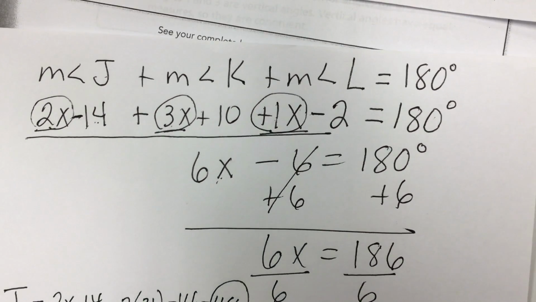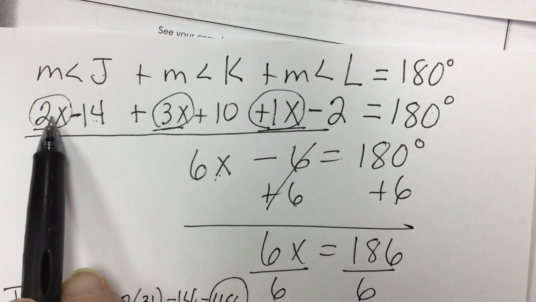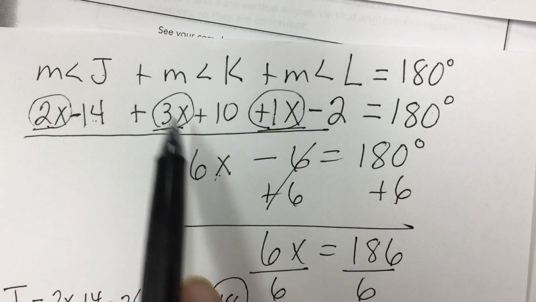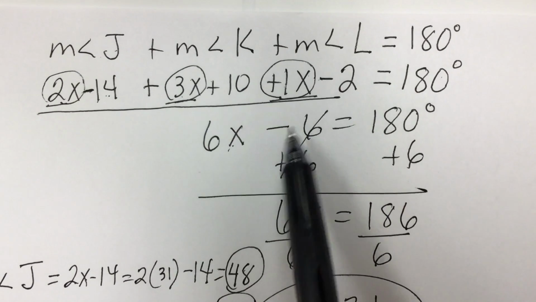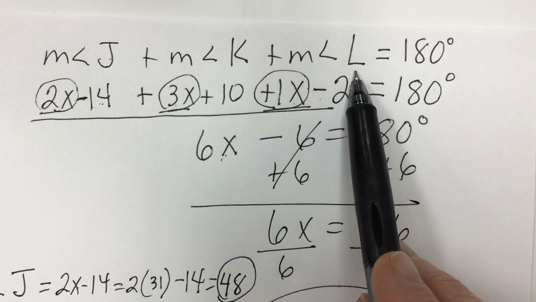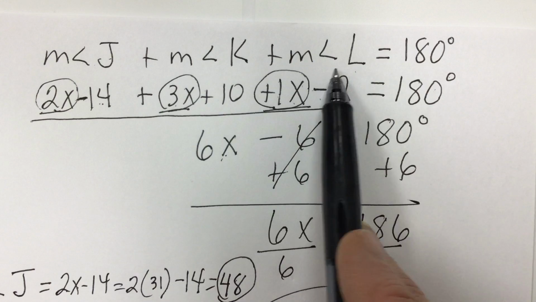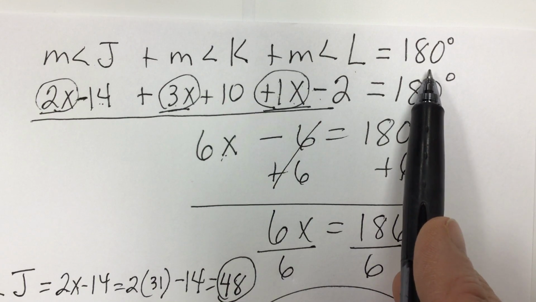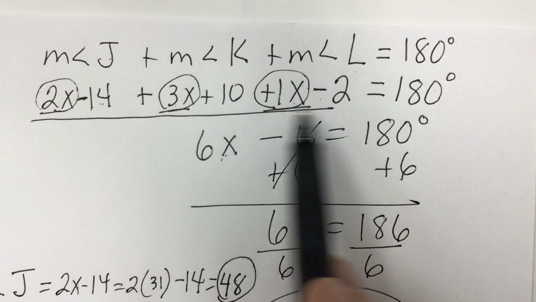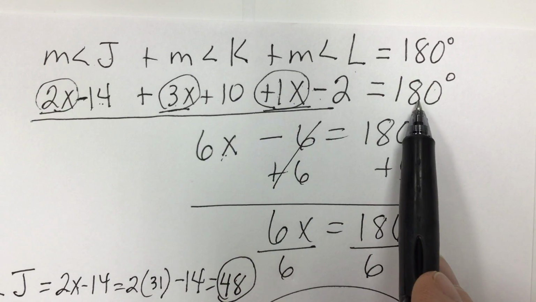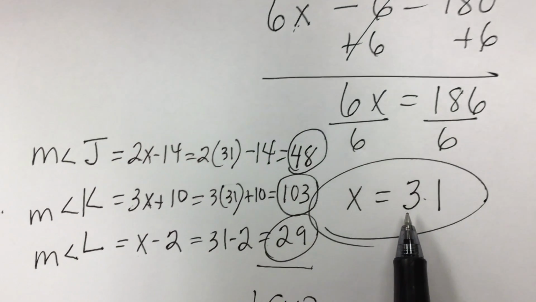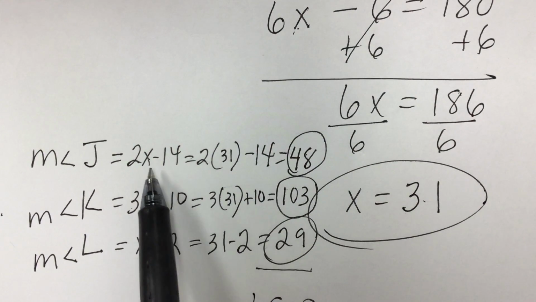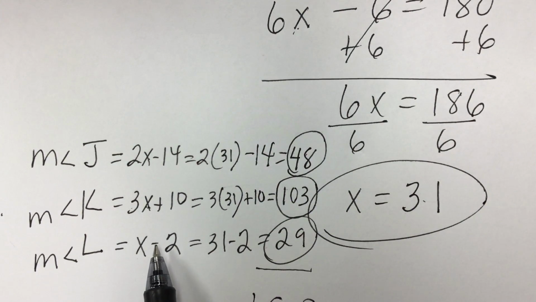So going back, we substituted in 2x minus 14 for the measure of angle J, 3x plus 10 for the measure of angle K, and x minus 2 for the measure of angle L. We knew that all three of those added up to give us 180. So I set an equation, added all these up, combined like terms, equal to 180. And I solved for x, but x is not your answer. You had to go back and plug in x as 31 into each one of these to determine your final answer for each angle.